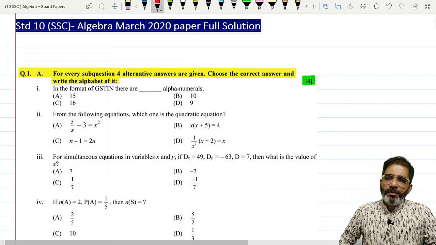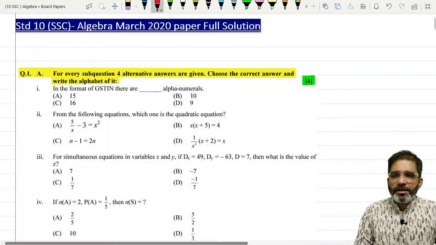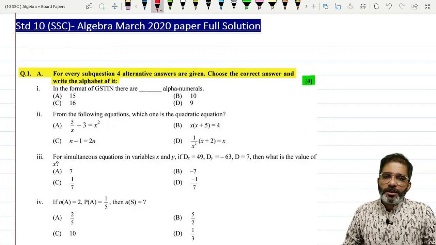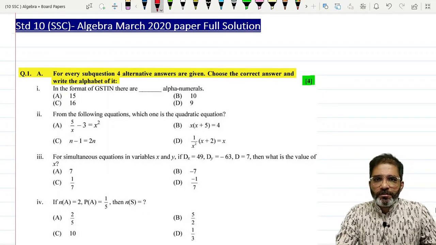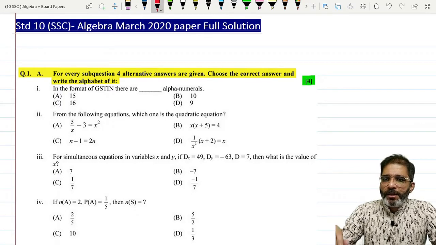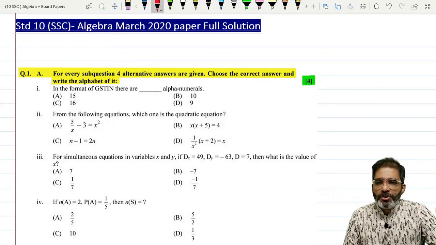Hello students, so today we are going to solve the 10th standard SSC board algebra March 2020 paper. In this I'm going to give you the full solution with the explanation. Okay, so let's start with the paper. Question number 1A is MCQ.